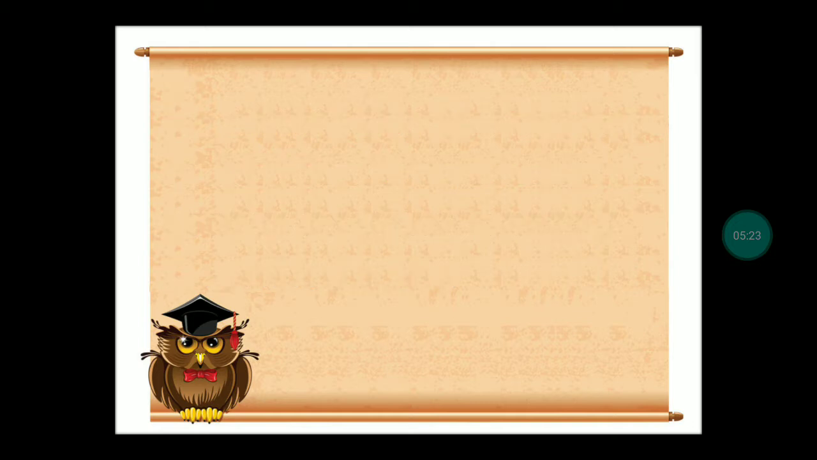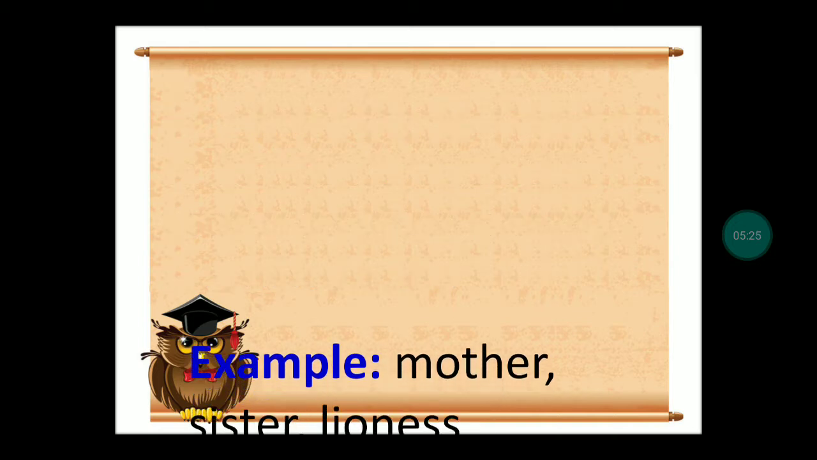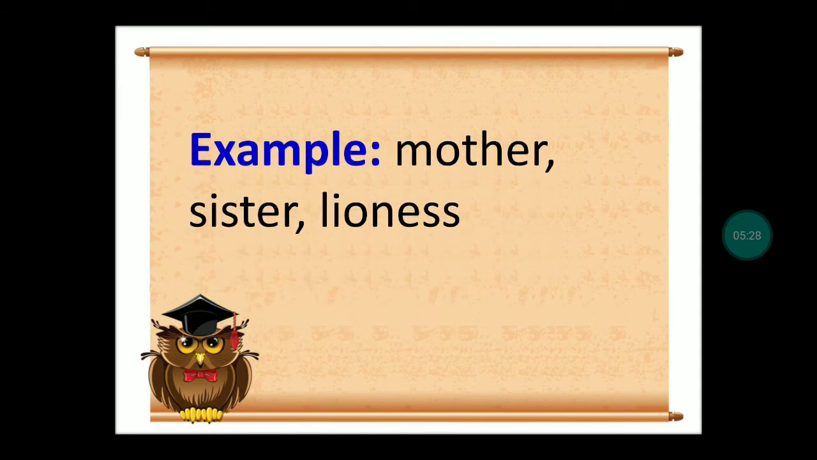Remember this. Now here is the example of feminine gender: mother, sister, lioness. So mother, sister and lioness come under feminine gender. Mother and sister is the female person. Lioness is female animal. Clear? Okay.